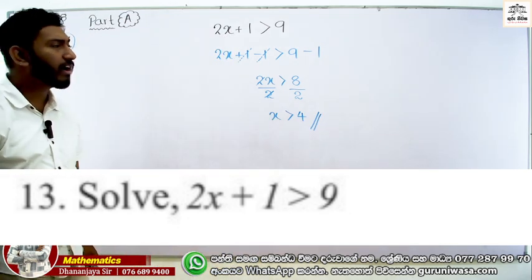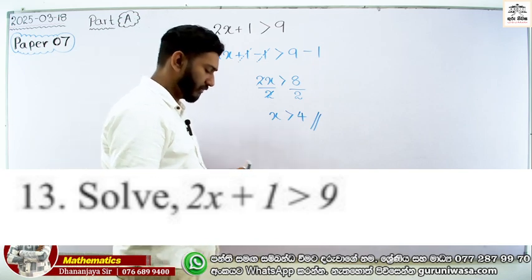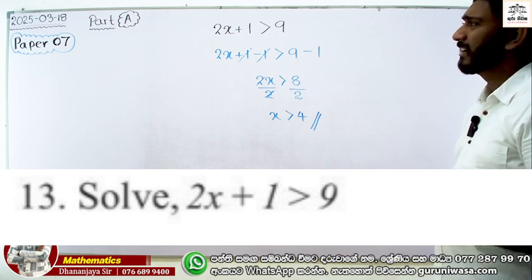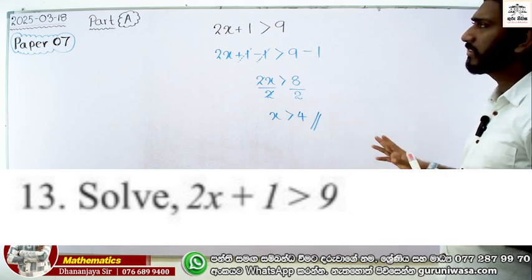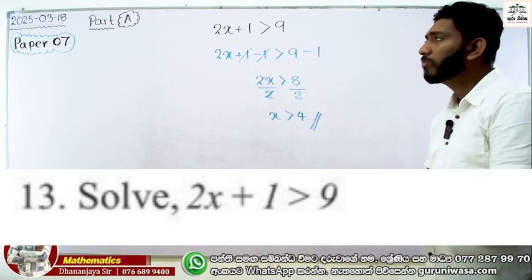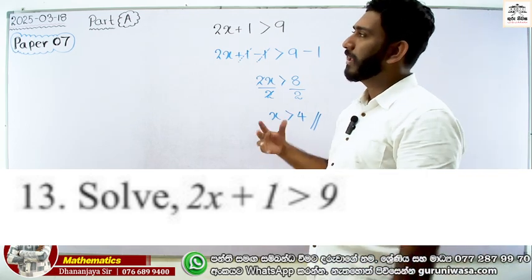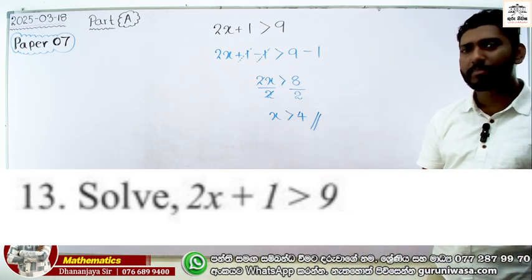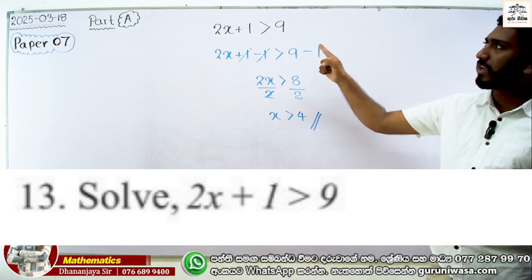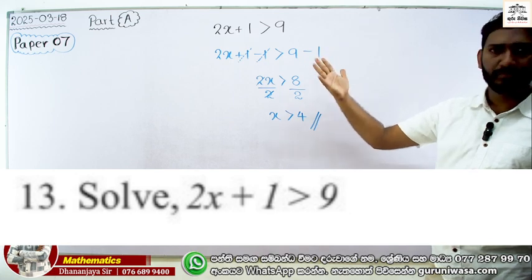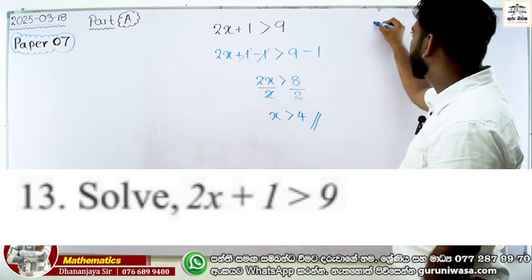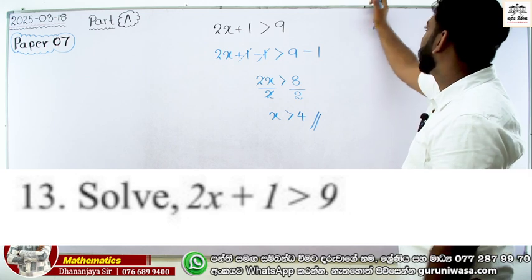But we have a small theorem there in grade 9. On the left hand side and right hand side, when multiplying by a negative number or dividing by a negative number, the inequality sign changes, right? Now look at this. Try this one, and find the answer.